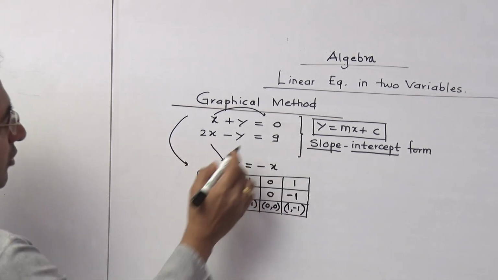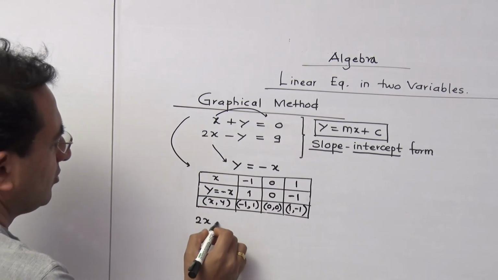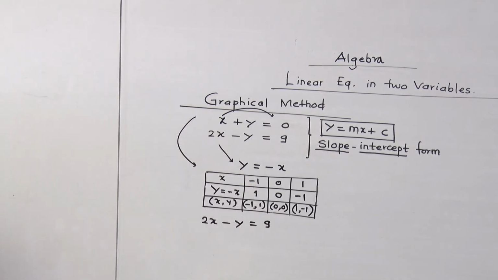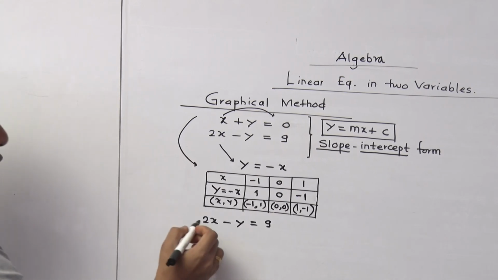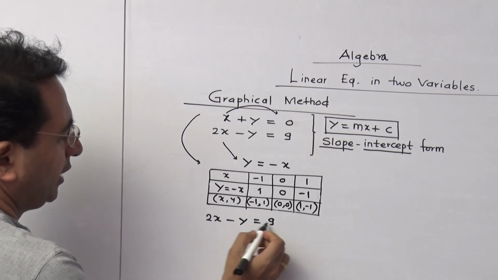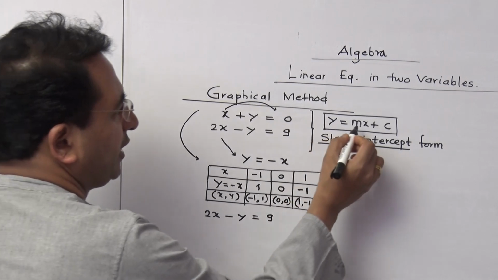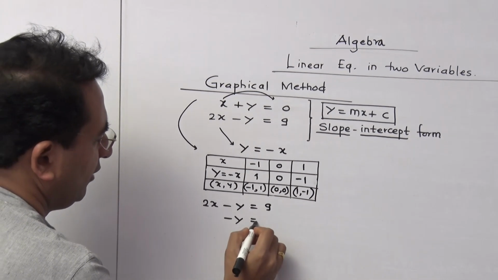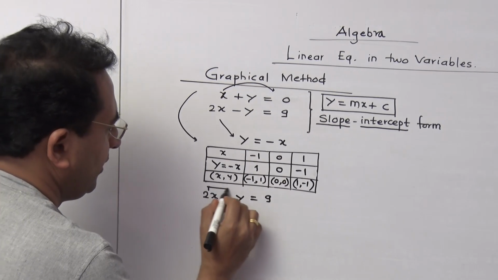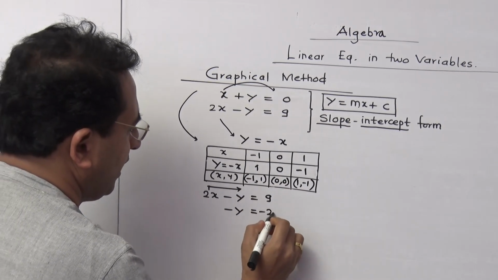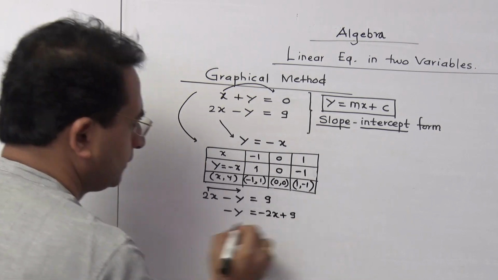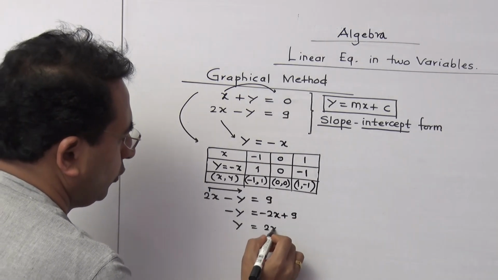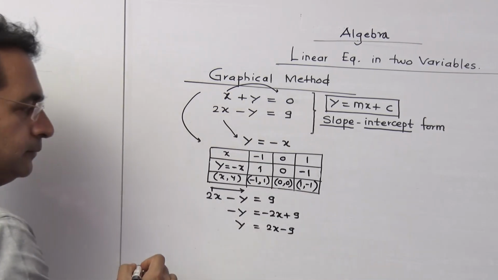Now let us go for this equation: 2x minus y is equal to 9. Again I repeat, 2x minus y is equal to 9. Now this equation is to be converted like this. So I should write y is equal to, I will transfer this 2x to the other side. It becomes minus y is equal to minus 2x plus 9. Then we have to write y is equal to 2x minus 9. Correct?